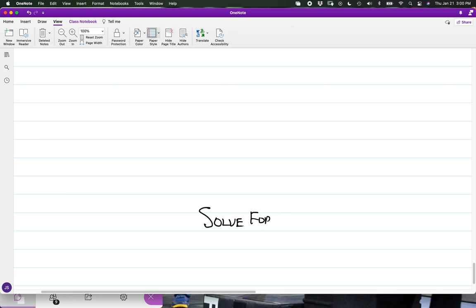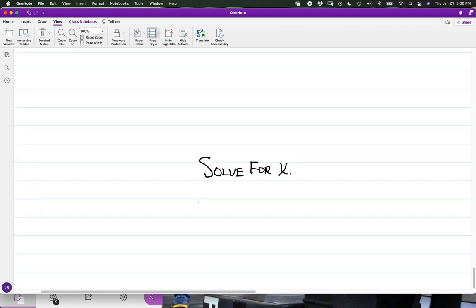So we have solving for x. Okay, so we'll say that we have the absolute value of x is equal to 15. And we'll say that we have the absolute value of 2x is equal to 22.